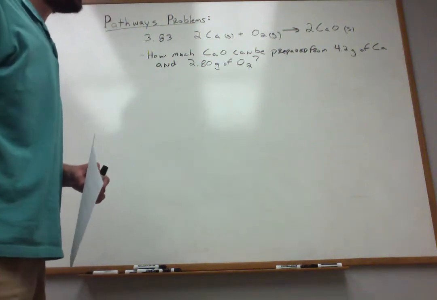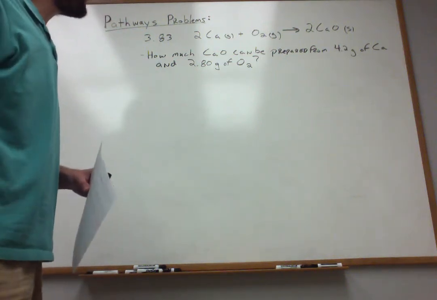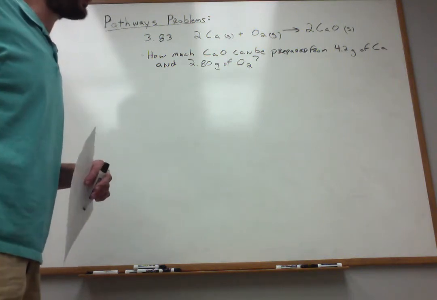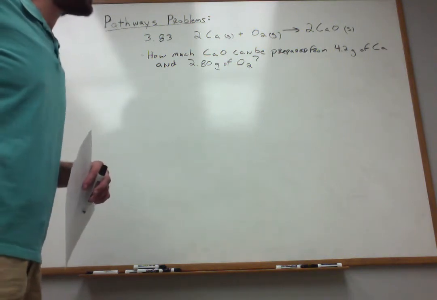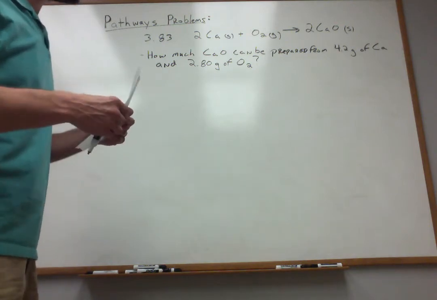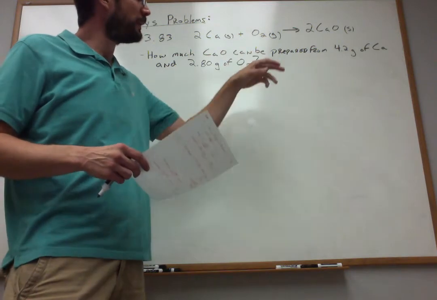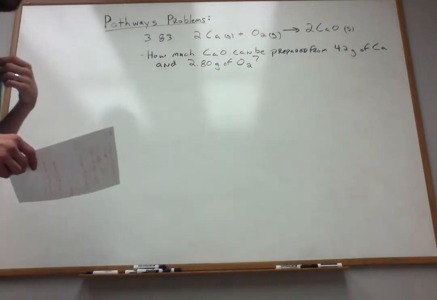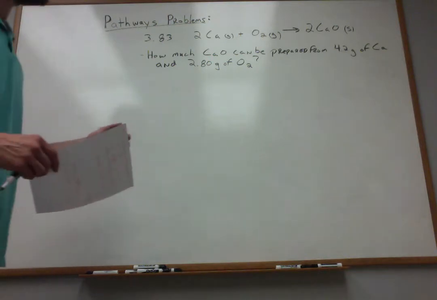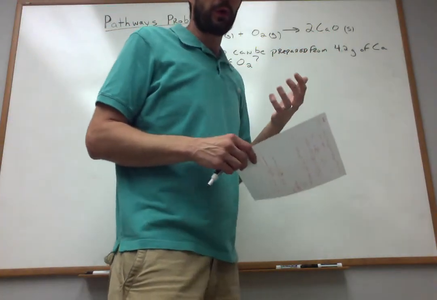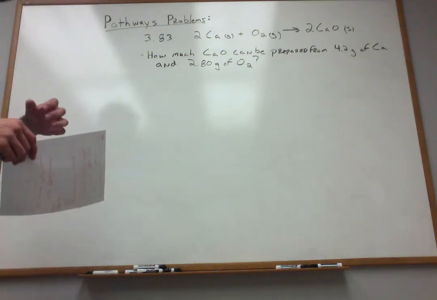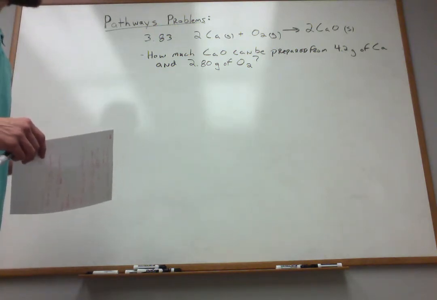All right, 3.83. This problem is really getting into the stoichiometry business right here. This is a really good one, okay? It gives us a reaction. It tells us that calcium and oxygen can react to form calcium oxide, okay? And we want to eventually know how much calcium oxide we're able to make as a result of this reaction. What's the maximum amount that we can produce?